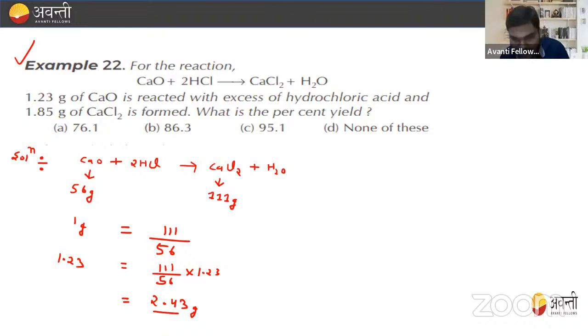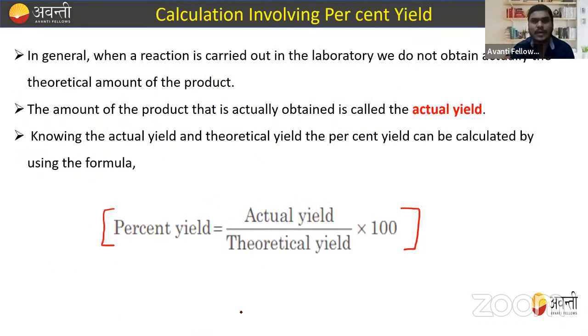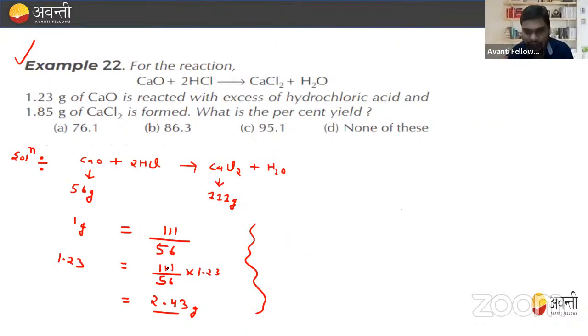But the theoretical yield is given. This is the actual yield, right? So 1.23 gram of CaO will produce CaCl2, 111 divided by 56 into 1.23, which is equal to 2.43 gram. And 1.85 gram of CaCl2 is formed, as given. So just use the formula. We already know this thing: the amount of the product that is actually obtained is called the actual yield, right? So what is the actual yield here? The actual yield here is 2.43.